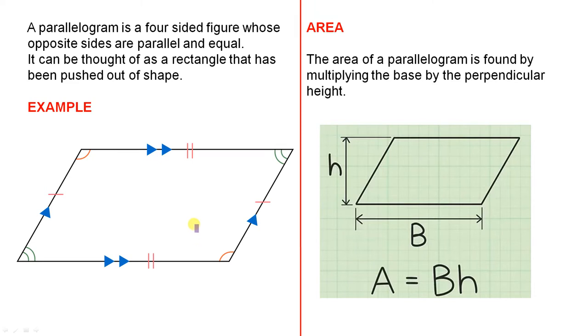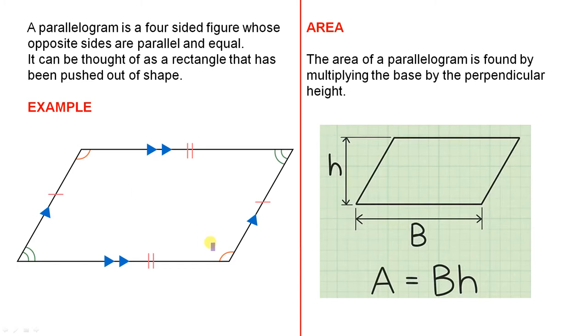So here we have a parallelogram. Those two arrows there and those two tell us that those two sides are parallel. That arrow and that arrow tells us that those two sides are parallel. The two marks here and the two marks there tell us that those two sides are equal, and those two sides are also equal. The other interesting thing about a parallelogram, the opposite angles are equal.